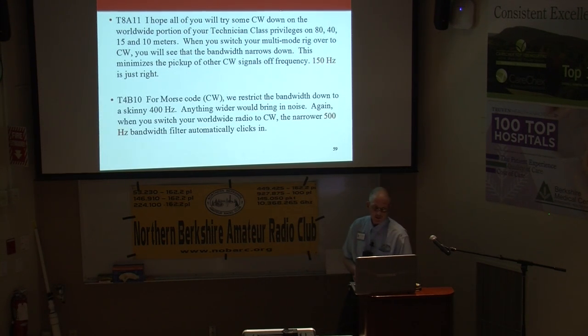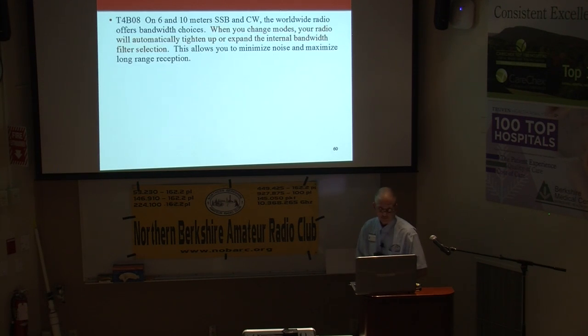For Morse code CW, we restrict the bandwidth down to a skinny 400 hertz. Anything wider would bring in a lot of noise. Again, when you switch your worldwide radio to CW, the narrower 500 hertz bandwidth filter automatically clicks in. On 6 and 10 meters, single sideband and CW, the worldwide radio offers bandwidth choices. When you change modes on your radio, it will automatically tighten up or expand the internal bandwidth filter selection. This allows you to minimize the noise and maximize the long-range reception. When you click it in, it's going to automatically tighten it up or expand it.